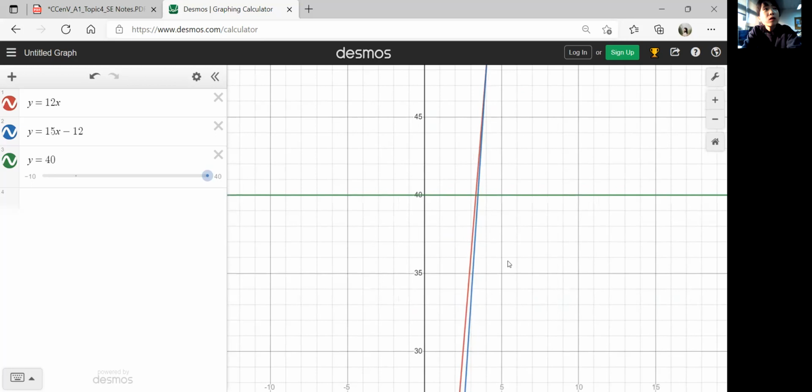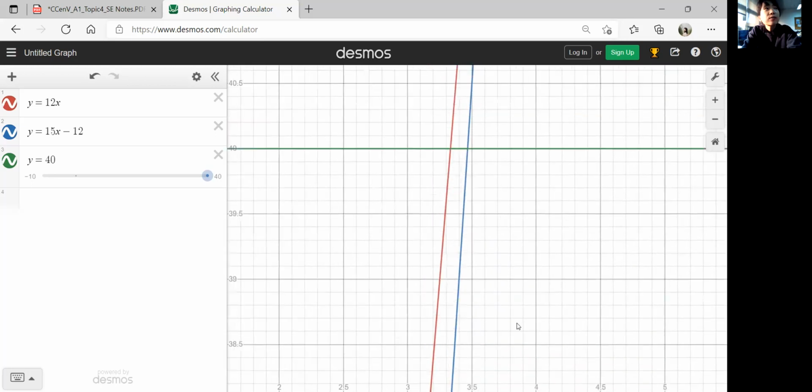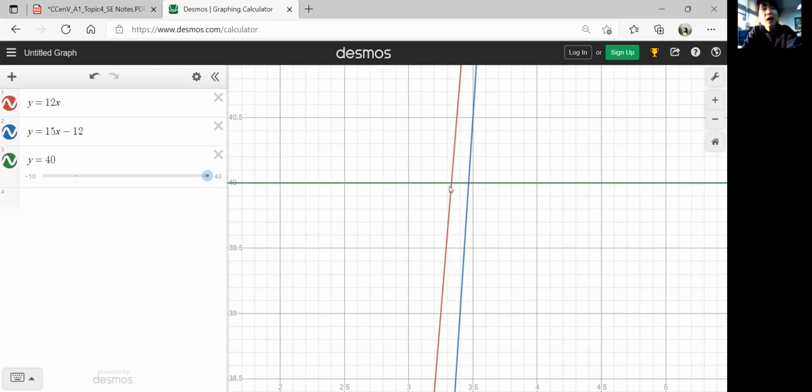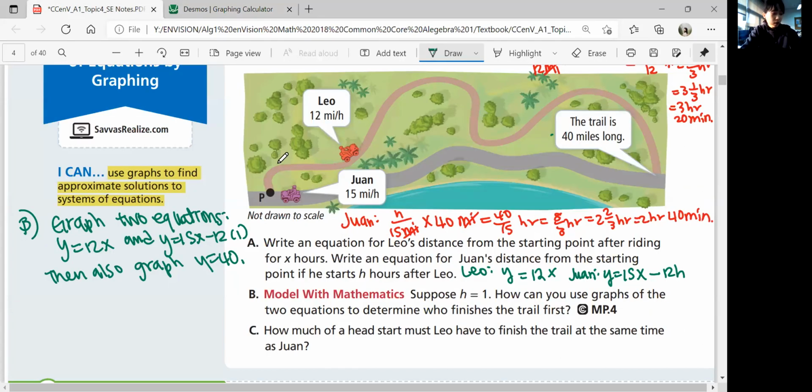But who finishes first? After an hour, the smaller value of x that touches the green line will be the one who finishes first. So the red line crosses the green line first at a smaller x value, right? And the blue one comes later. So Leo finishes first when Leo gets a head start of an hour, right?